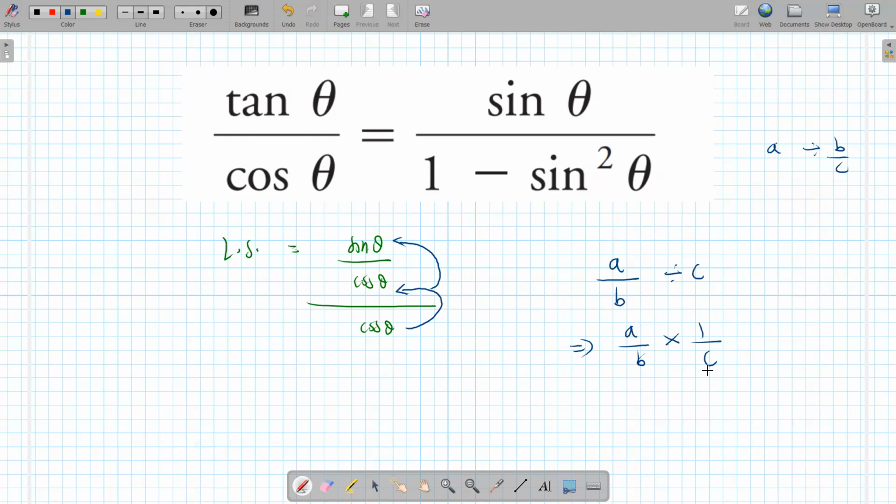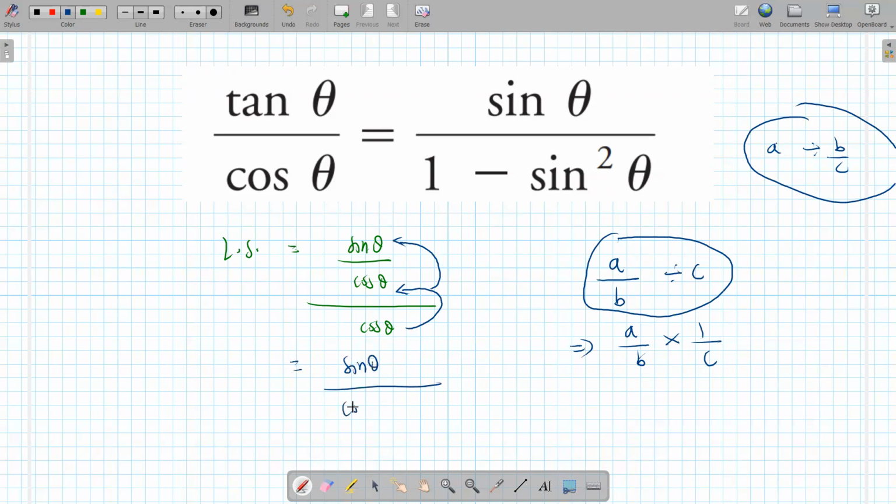This one has a fraction in the numerator. The last one that we did had a fraction in the denominator, so it's going to depend on where the fraction is. This one, it's going to go in the denominator, not in the numerator. So this becomes sine theta over cosine theta times cosine theta. And we know cosine theta times cosine theta is cosine squared theta.